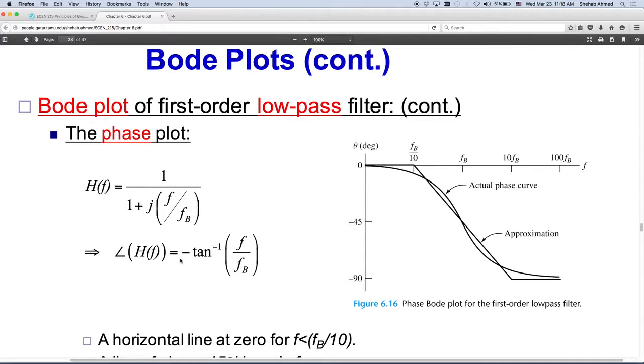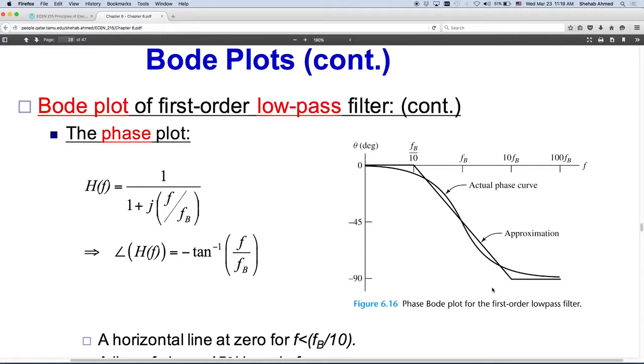You will see that the angle at low frequencies, so f less than fb over 10, will be very close to 0. And punch some numbers at very high frequencies. You will see that for f greater than 10 fb, the angle will always be going to minus 90 degrees, right? So we know that the low frequency asymptote is here, the high frequency asymptote is here, and we know that between them there's some connection.